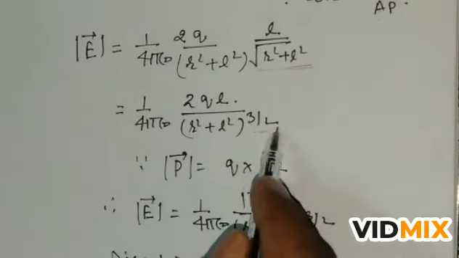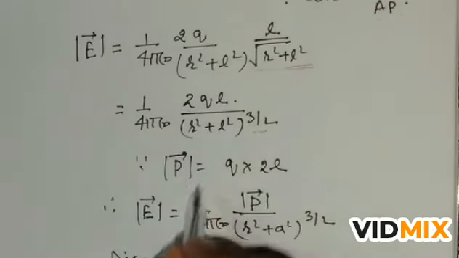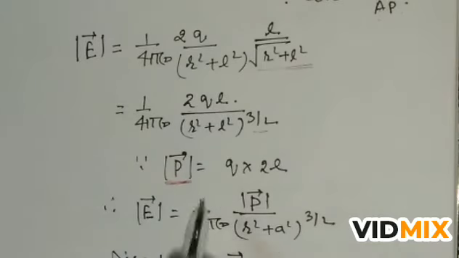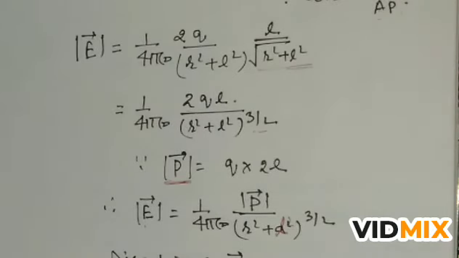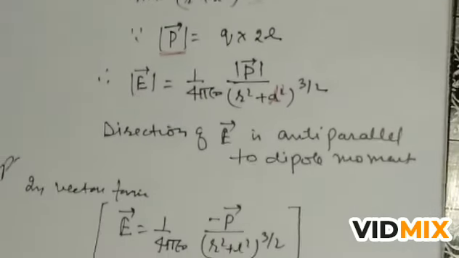plus L square to the power 3/2. And since 2QL is known as dipole moment, replacing this 2QL by P, the intensity of electric field at point P is 1 upon 4 pi epsilon naught, P upon R square plus L square to the power 3 by 2. And the direction of electric field intensity is anti-parallel to dipole moment.